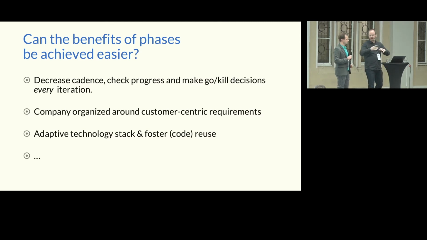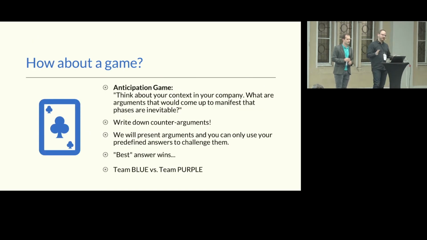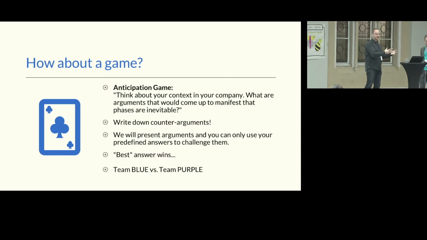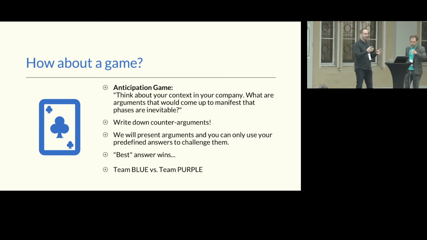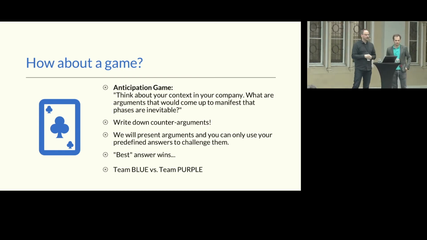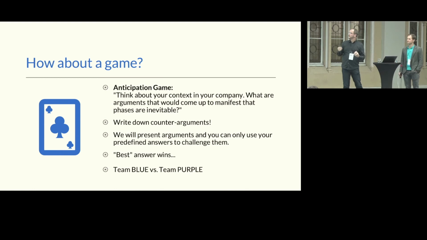And because it's already in the evening, we want to engage in a little game with you. Don't worry, you don't have to move too much, but you have to think. The game is called the anticipation game. Some of you know Konstantin, some of you know me already, so you know our context. What we want you to do is think about your context or your company and what arguments could come up that would manifest that phases are inevitable, okay? There are phases in your context. Who would say that? What would they say probably?